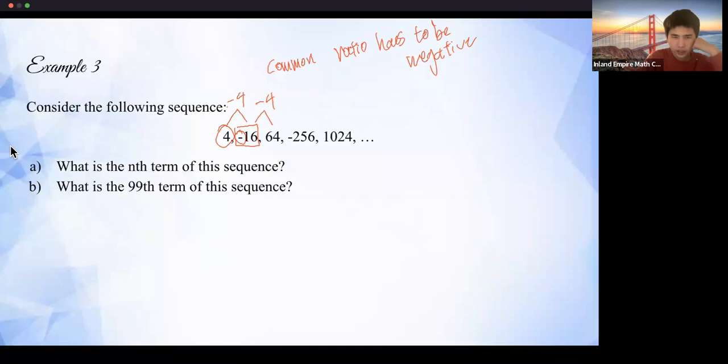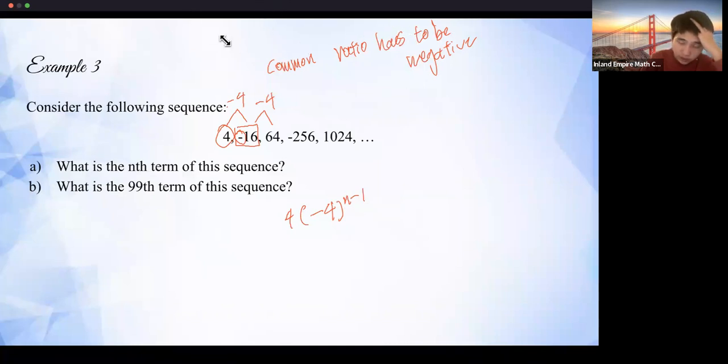And after we found out the common ratio, for the nth term of this sequence, the first term is 4, right? So we write down the first term, which is 4, and then we times it by negative 4, and we can see that we're timing it by negative 4 to the n minus 1th power.